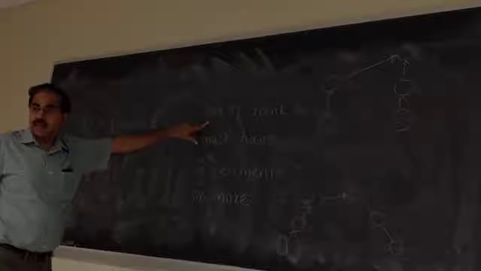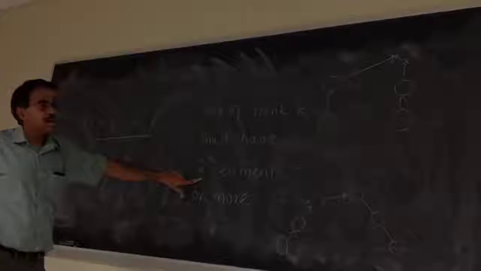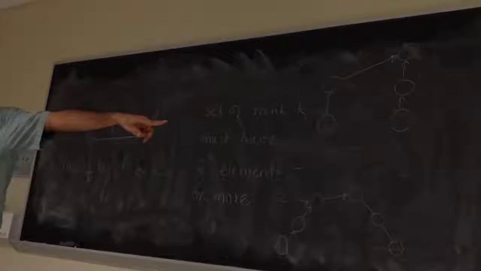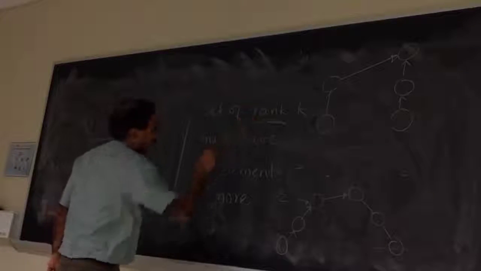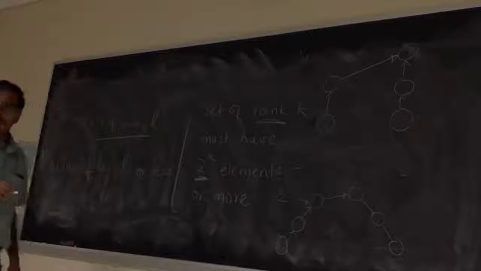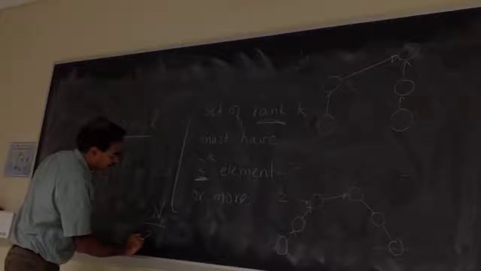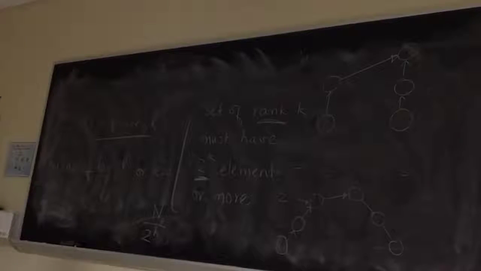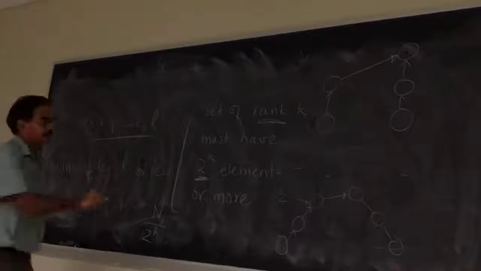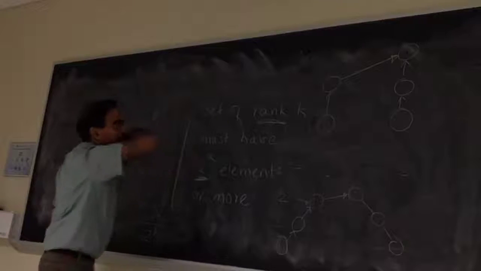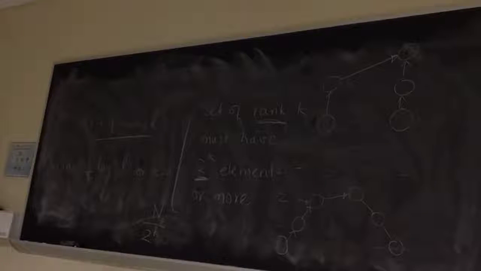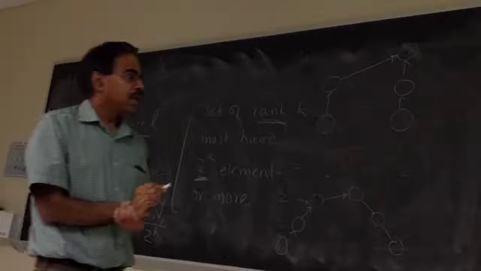with a rank k, right, has to be no more than n by 2 to the power k, right? Because for a set to have rank k, that set should have 2 to the power k elements. So if you have only n elements, then you can have only n by 2 to the power k sets of this size, and therefore the number of nodes with rank k can be only of the order of n by 2 to the power k. Okay?